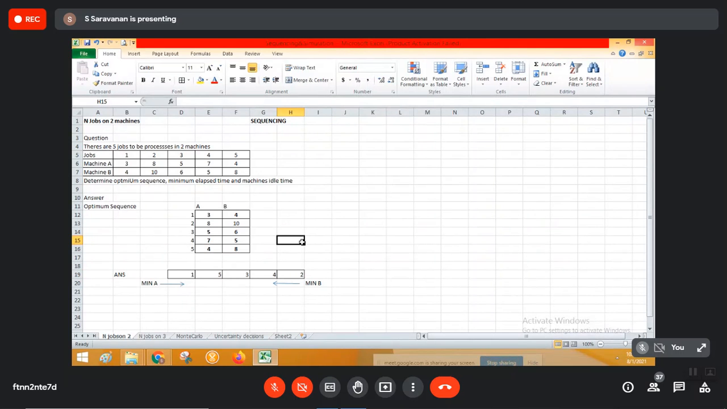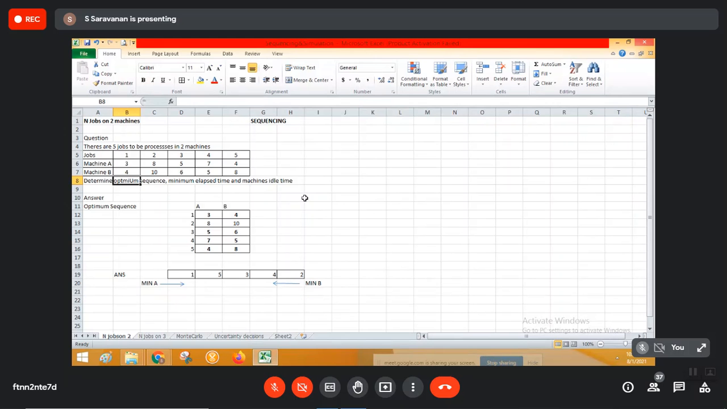For the sequencing, first identify which is minimum. If the minimum is in A's machine, you have to start from your left hand side. If the minimum is in B's machine, you should come from your right hand side. So now the sequencing of machines is 1, 5, 3, 4 and 2. So this is the optimum sequence. The first one, the optimum sequence, we have identified. Then it is minimum elapsed time.